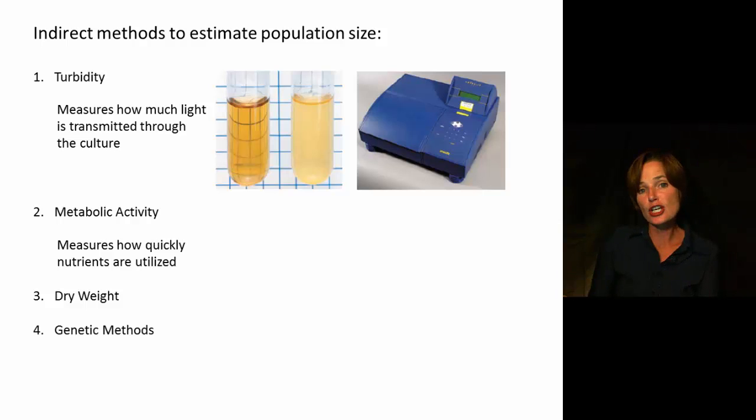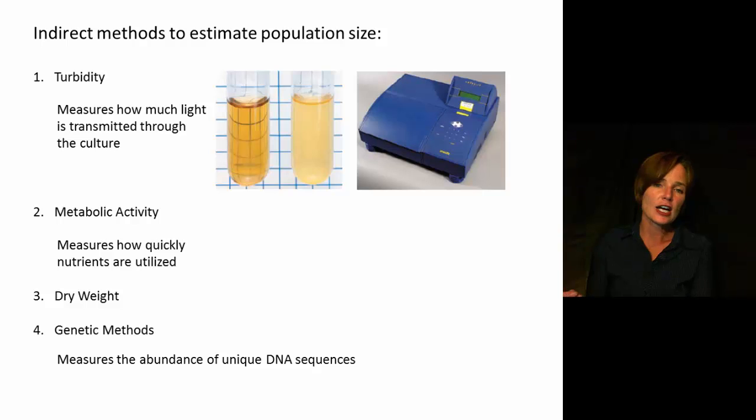We can also use genetic methods to measure our population size. When we would do that, we would actually be looking at the abundance of specific unique DNA sequences. And PCR, or the polymerase chain reaction, is one way to look at the abundance of certain unique sequences.